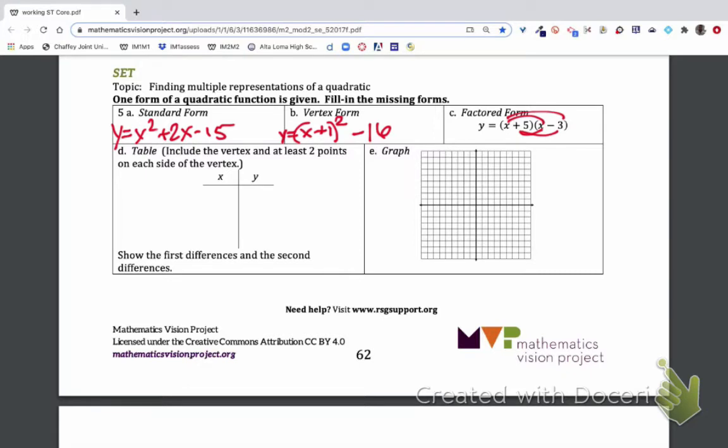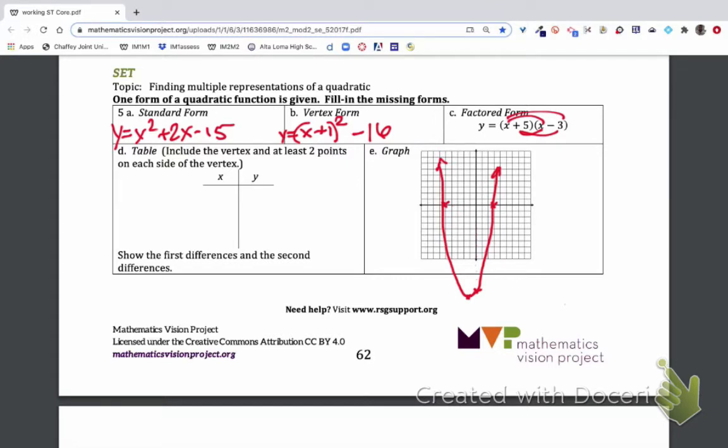Well, I know that my two x-intercepts are at 3 and negative 5, 1, 2, 3, 4, 5. I know that my y-intercept is at negative 15, 1, 2, 3, 4, which would be all the way down here. And I would have my vertex down here. Whoa-wee. And it would look like that.